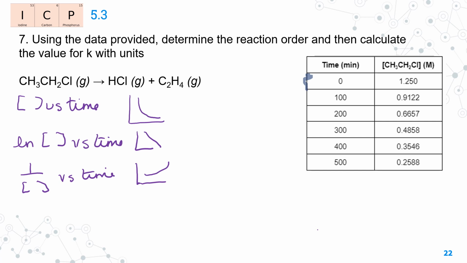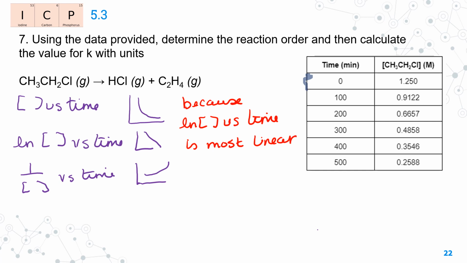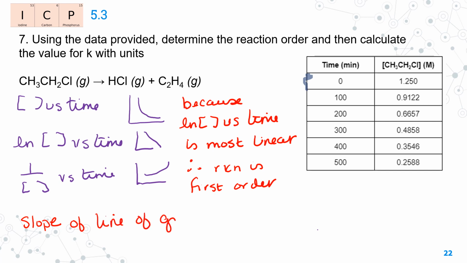Because the natural log of concentration versus time is my most linear, therefore the reaction is first order. I can then get the slope of the line from my graph to get K, because negative K is the slope of the line. So K is going to equal 3.15 times 10 to the negative 3, and I just got that from the graph that I made.